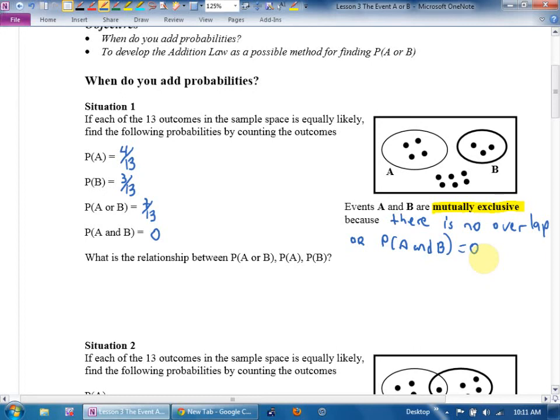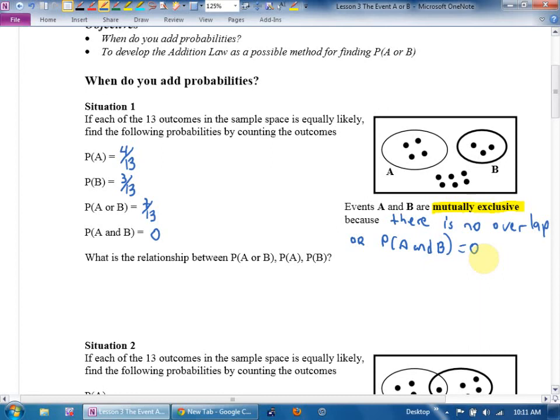If event A is a red card and event B is a club, what's the probability of getting a red card and a club at the same time from one card? 0. You can't be a club and be red at the same time. You can be a club, but you can't be red. If event A is rolling a 1 and event B is rolling an even number, what's the probability of rolling a 1 and an even number at the same time? You can't, there's no overlap.